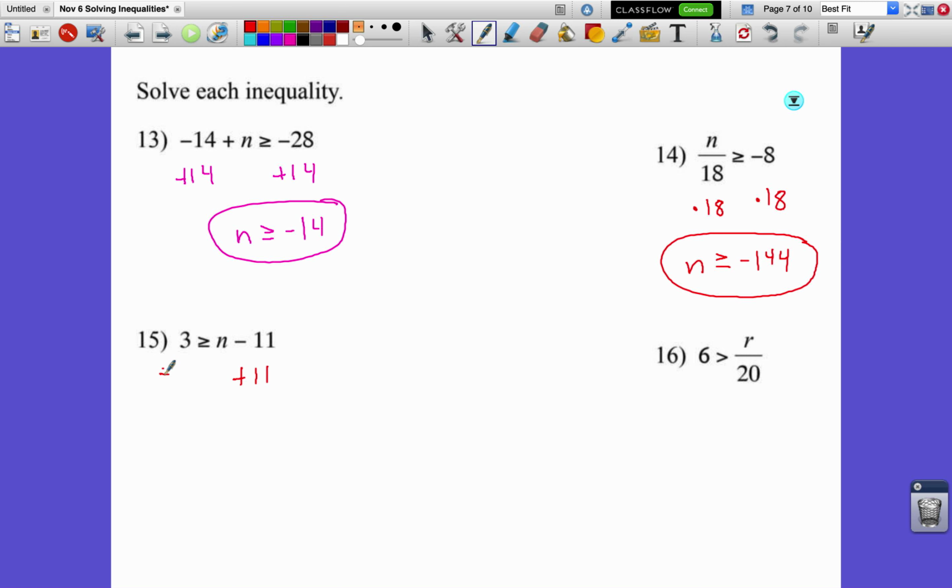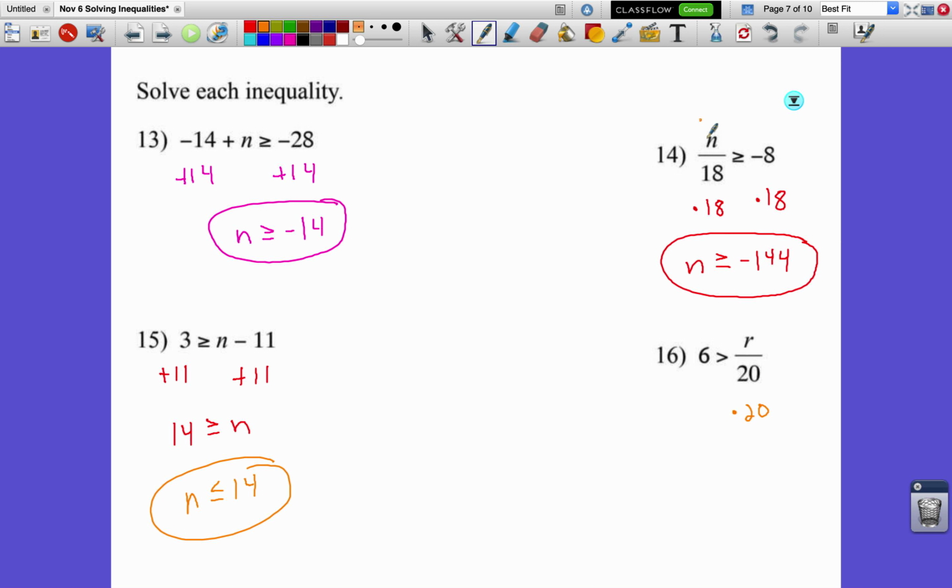Here we're going to add 11 to both sides. We are going to do something a little bit different with number 15 here. When we get to our inequality where the variable is isolated, we want to switch it around so that the variable is on the left. When we do that, the inequality switches so that it's still facing the 14. It still wants to eat the 14 wherever it goes. And let's look at our next one.